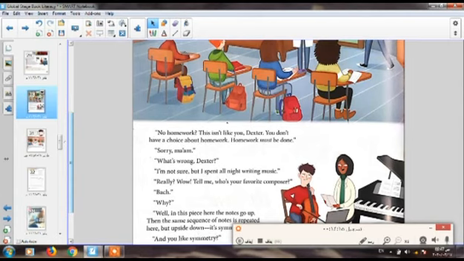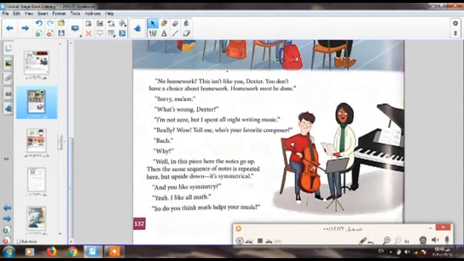No homework? This isn't like you, Dexter. You don't have a choice about homework. Homework must be done. Sorry, ma'am. What's wrong, Dexter? I'm not sure, but I spent all night writing music. Really? Wow! Tell me, who's your favorite composer? Bach. Why? Well, in this piece here, the notes go up, then the same sequence of notes is repeated here, but upside down. It's symmetrical. And you like symmetry? Yeah, I like all math.